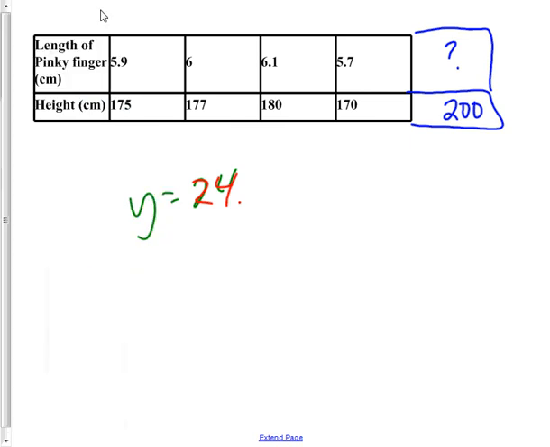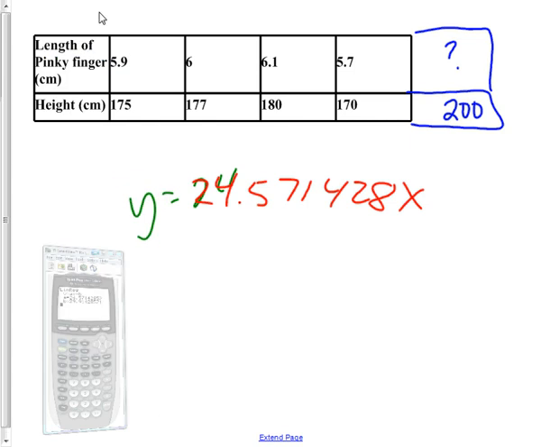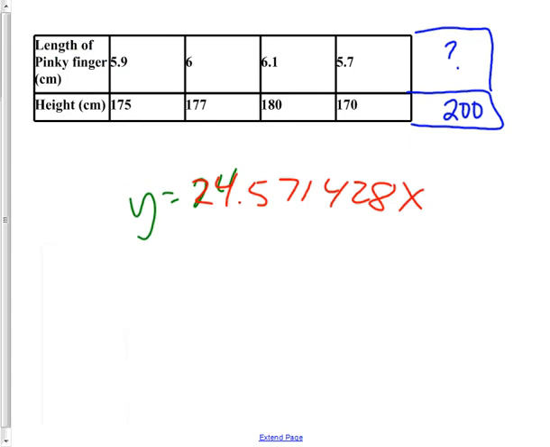24.571428. 571428. And that's x. And then the other part, the b part, is 29.9142 plus 29.